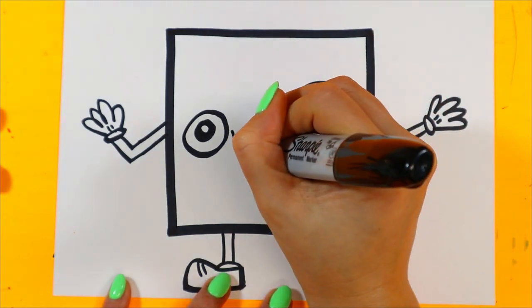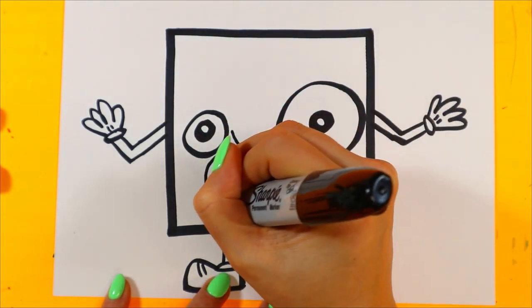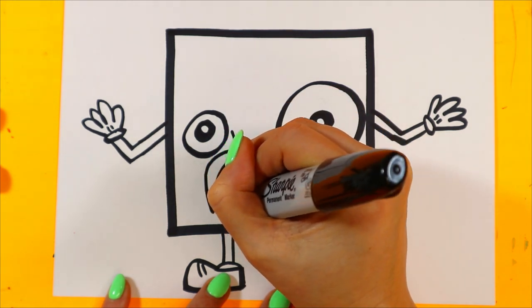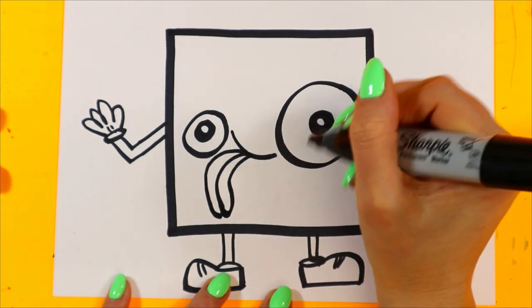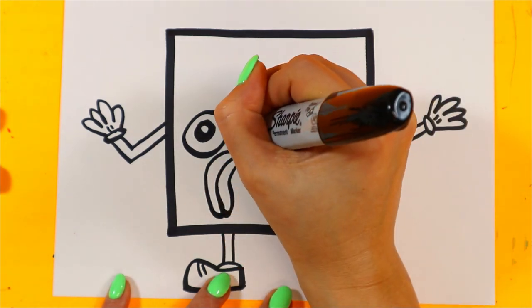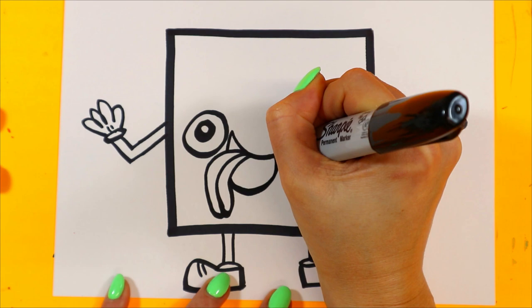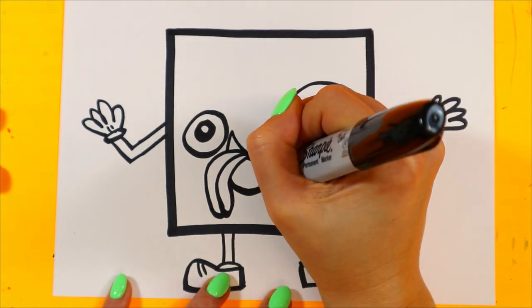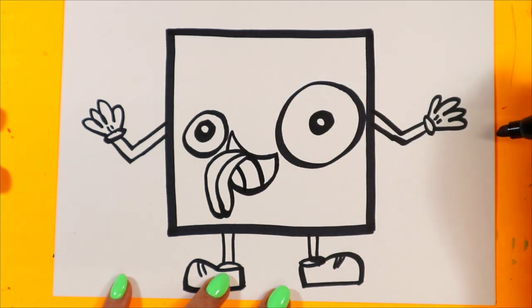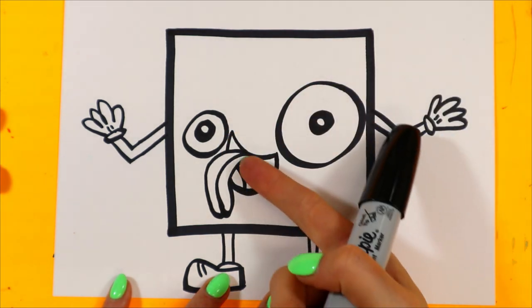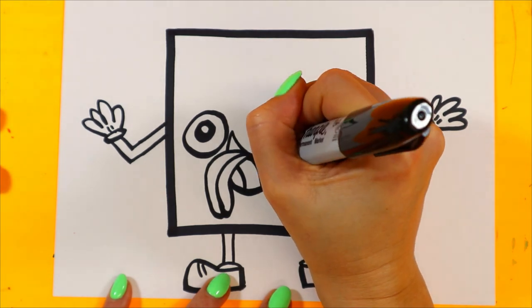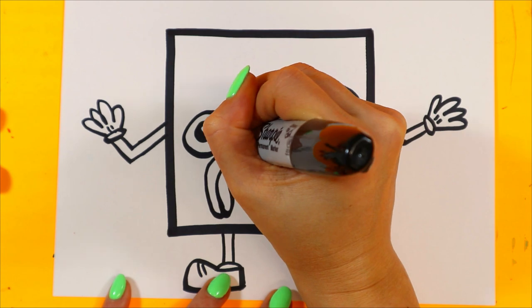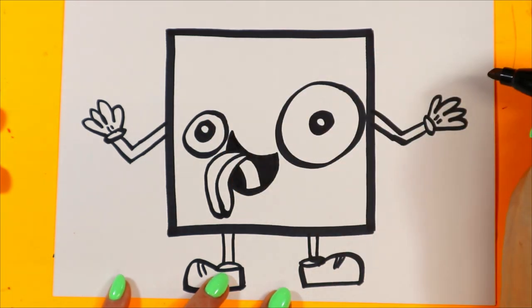A curving line, and another curving line, and we're going to do a tongue. And then we'll add our mouth coming out, and the back of the tongue coming down, because it's folded over. Next one up and over. Color in the dark of the mouth. Just like that, look at that, silly square.